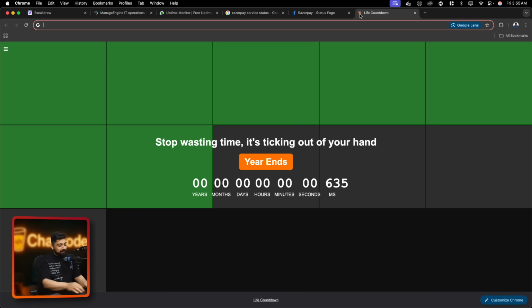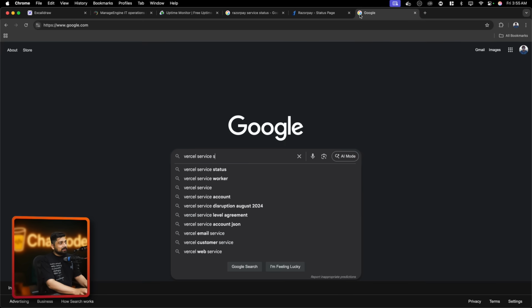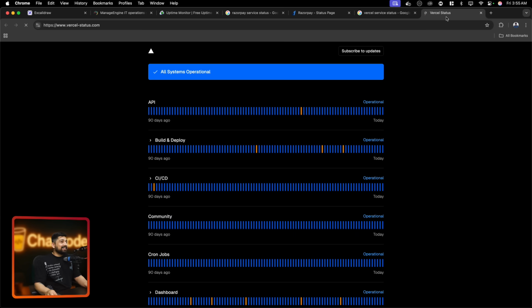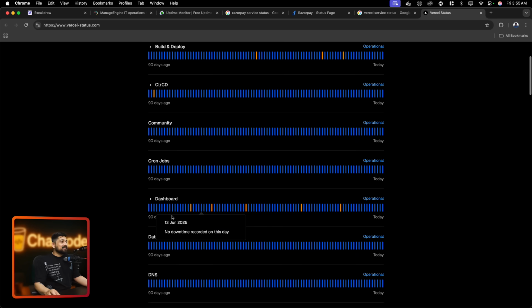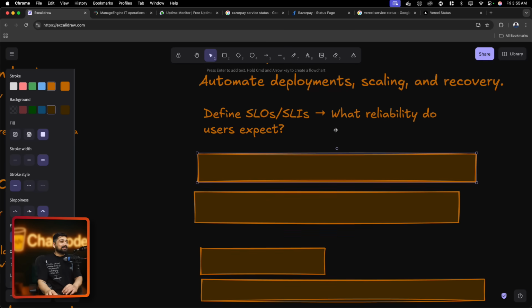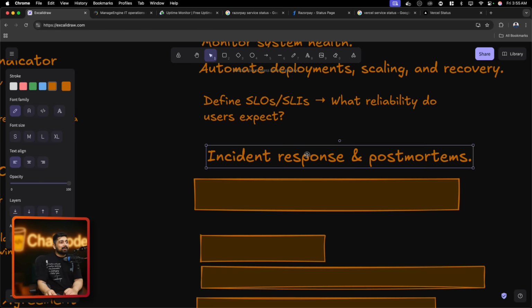Everyone has this. If you look for Vercel service status, they also have it. Every company has this. Notice here, Vercel status. All of the incidents are clearly reported and listed up there. So anyway, let's move on. I know this is interesting. All right, so now, incident response and postmortem.